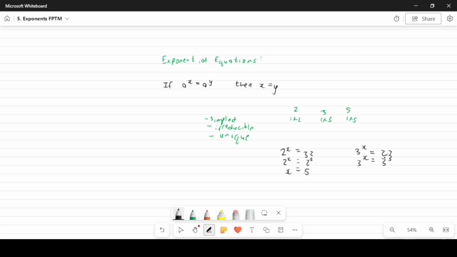And if I look at this here now, I can say that there's no other combination of numbers that could be 3 to the power 3 than 3 to the power 3. It can only be 3 to the power 3. Therefore, we can say that this is the same as this, so therefore x is equal to 3.